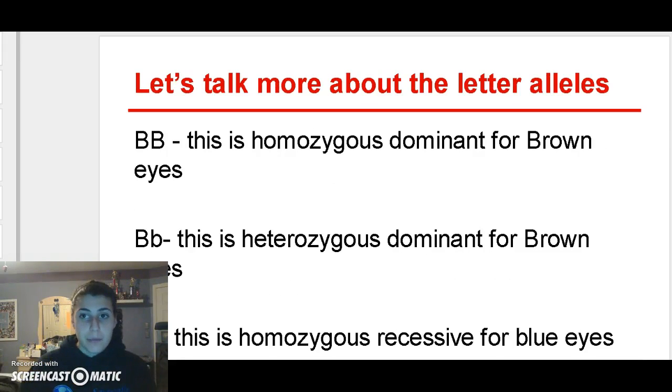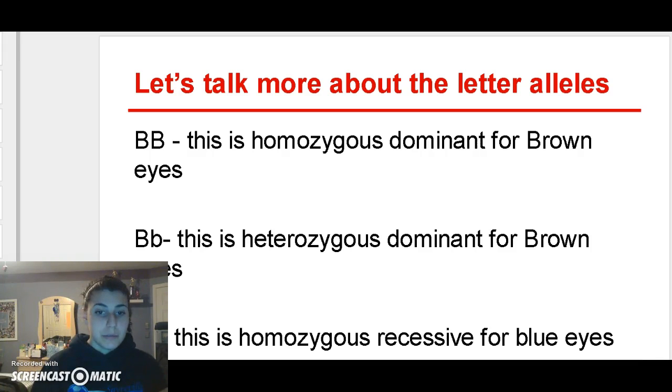Okay, so let's talk more about the letters. Big B, like I said, is homozygous dominant because it's two big letters, so they're the same, so it's homozygous, and because they're big, it's dominant. We're going to be talking about brown eyes, so it's homozygous dominant for brown eyes. Now, big B, little b is heterozygous, and we know this because it's not the same. One's big, one's little, and it's dominant, like I already said. If you always have a big letter represented, it's going to be dominant. So because it is dominant, it's heterozygous dominant for brown eyes.